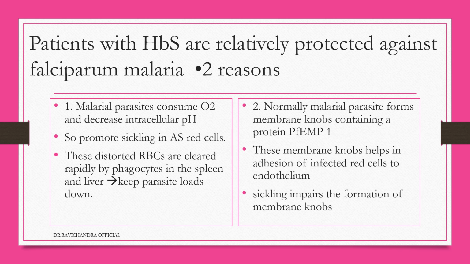The second reason is that normally the malarial parasite forms membrane knobs containing a protein PfEMP1, that is Plasmodium falciparum erythrocyte membrane protein 1. These membrane knobs help in adhesion of infected red cells to endothelium. Sickling impairs the formation of membrane knobs. That's why the patients with hemoglobin S are relatively protected against falciparum malaria, because of the acidosis and because of the impaired formation of membrane knobs.